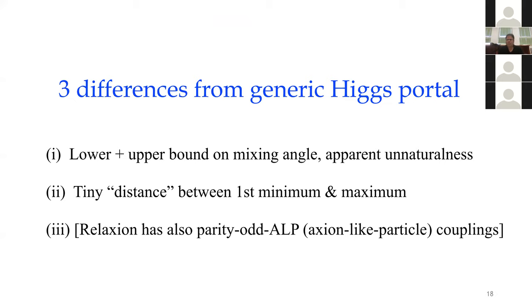Okay. So what are the three differences between just a relaxion and a generic Higgs portal that will be very crucial in a few slides? First of all, you see that this mixing angle that I just described has both an upper bound and a lower bound. And the upper bound is much, much above the naturalness bound that I showed you before. So not only by a factor of two, you can actually violate the naturalness bound in this theory by a factor of 1,000, even though it's totally natural, as we just agreed. Okay, so that's very cool. In addition, there's one more thing, you'll see it later: the distance between the first minimum and the first maximum of the relaxion theory is very small, and that could lead to a new set of phenomena. And in addition, there are axion-like, parity-odd couplings that are associated with the original axion nature of the relaxion, but we're not going to discuss it today.